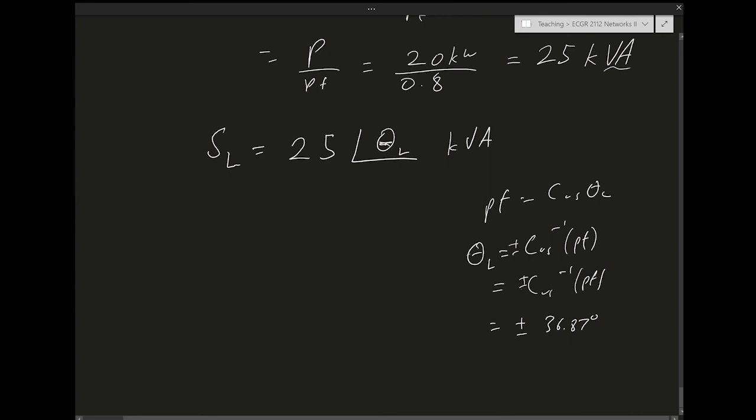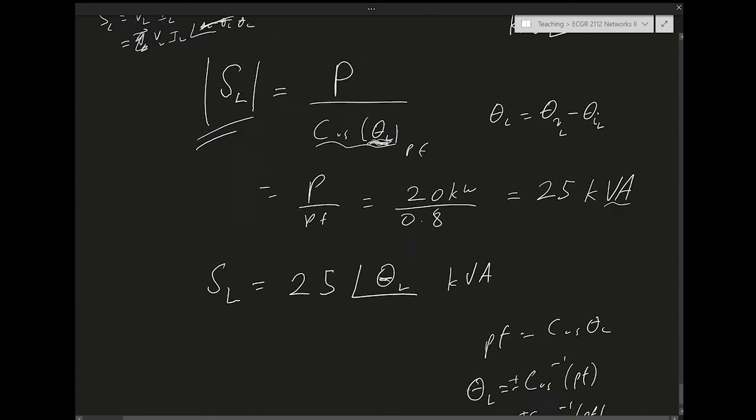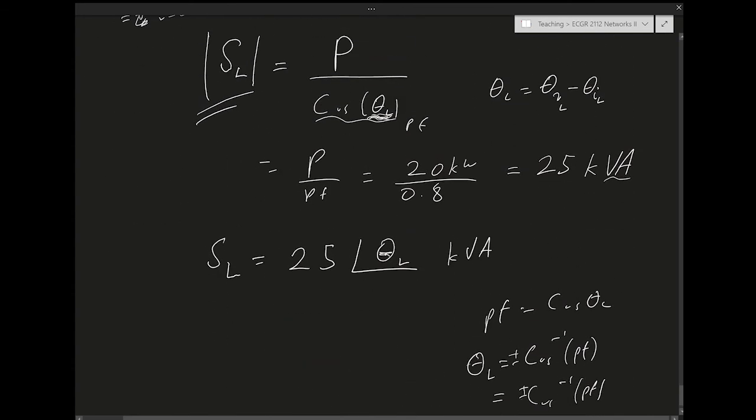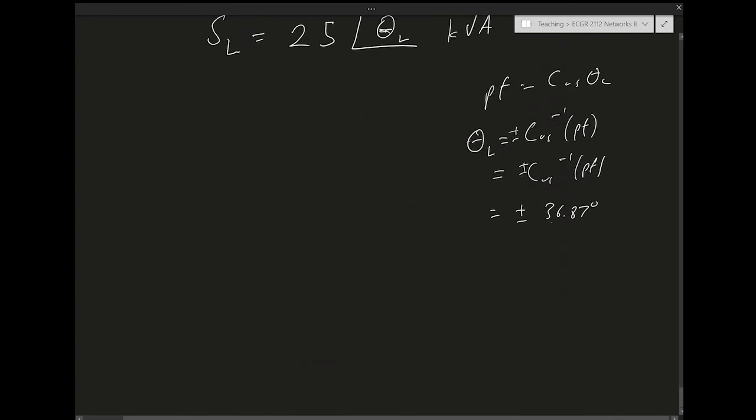So there's a little bit of ambiguity here, but you have to remember that I didn't only give you the power factor, I told you it's a power factor lagging. That's why it's necessary to have that extra piece of information. Since it's lagging, that means the current is behind the voltage. That means theta V minus theta I, which is theta L, should be positive. So I need to take the positive value and forget about the negative value. So SL, the complex power at the load, is going to be 25,000 at 36.87 degrees. All right.